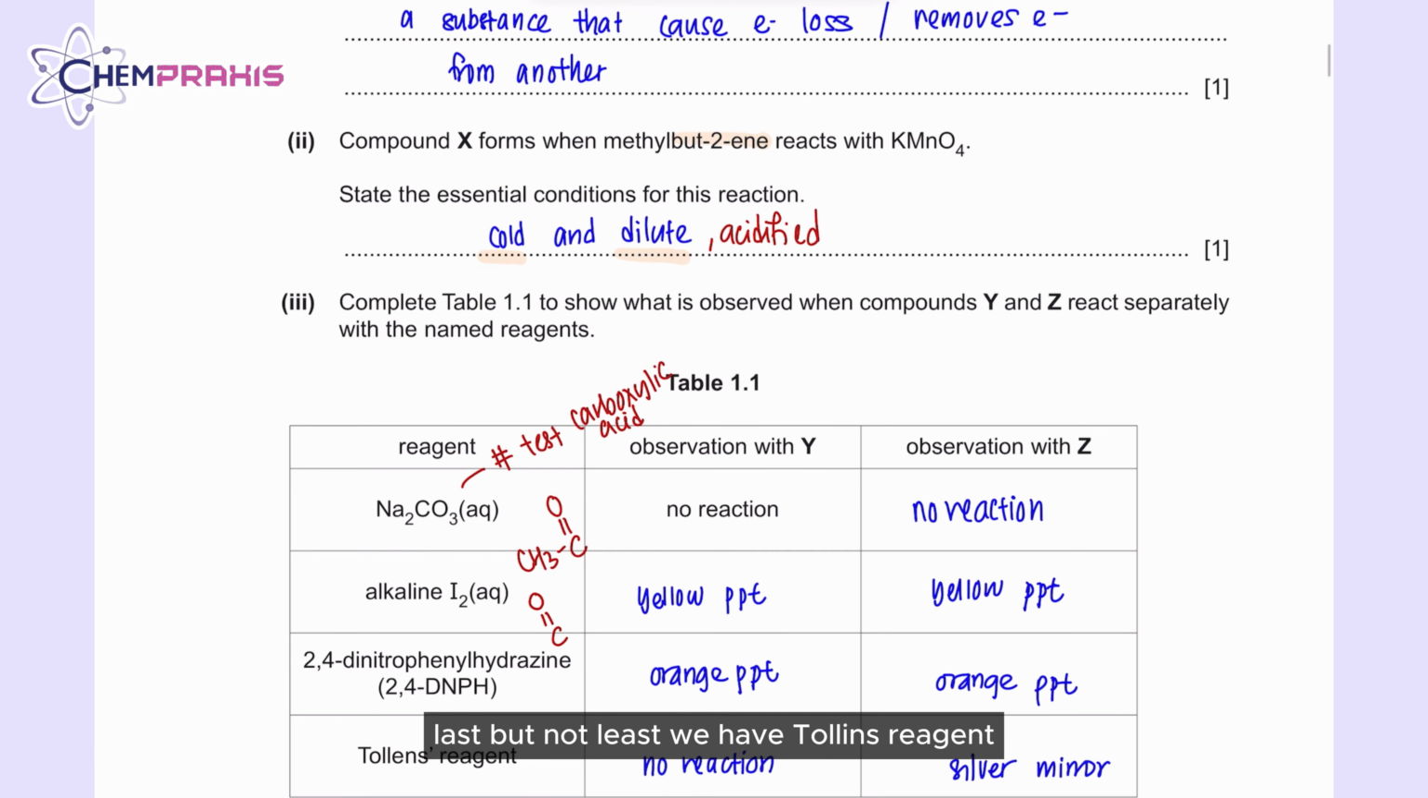Last but not least, we have Tollens reagent. We use Tollens reagent to test for the presence of an aldehyde. For ketone, there is no reaction, but for aldehyde, we have a silver mirror.